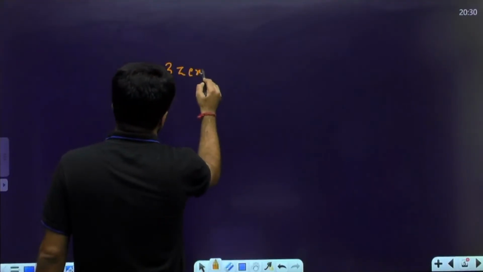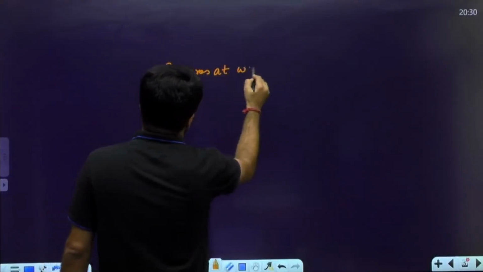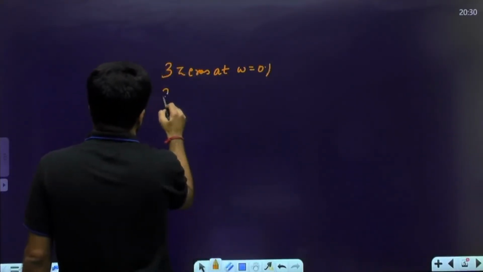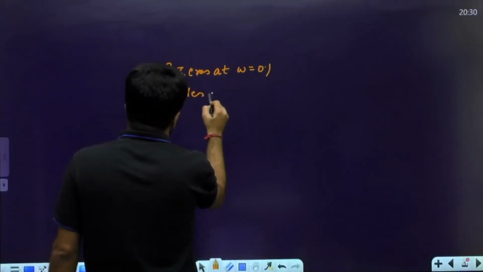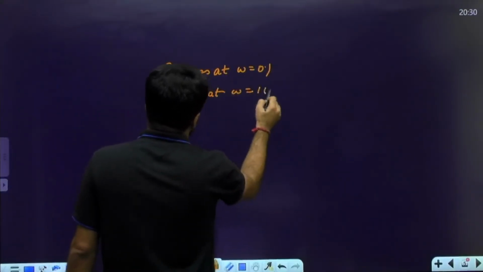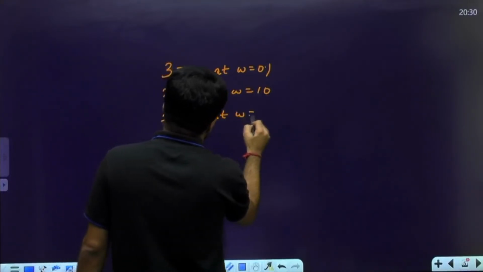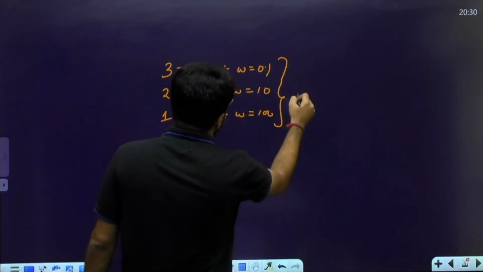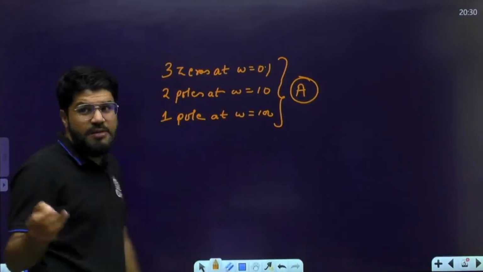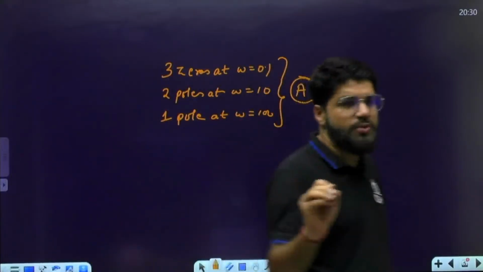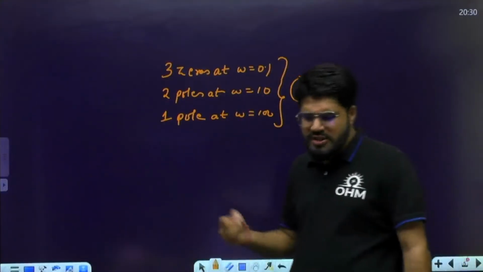I will put down this remark. 3 zeros at omega equal to 0.1. Then I notice that there are 2 poles at the frequency of 10 and a single pole at omega equal to 100. Only option number A satisfies this much. That means K is not required for this question, but we have solved it just to be complete.